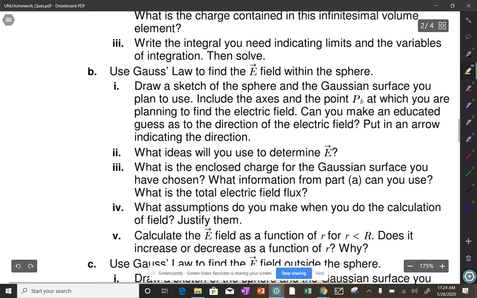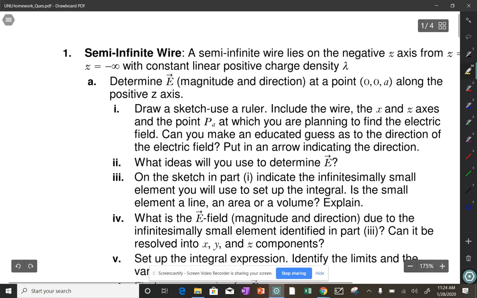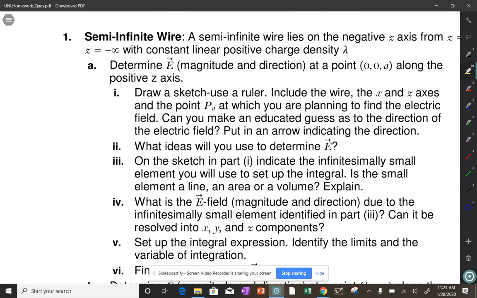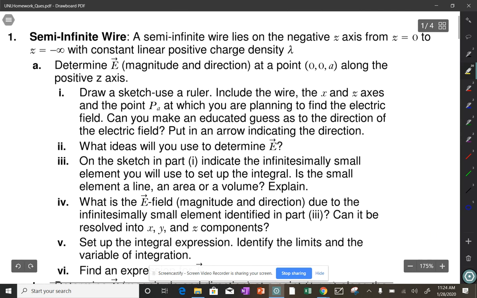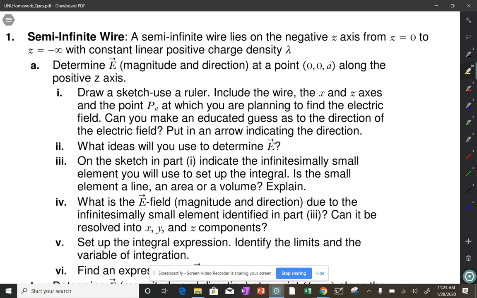Let's look at the homework assignment. Semi-infinite wire that has two pieces, and we went over how to do those pieces in class. Is that one completed? I think so. Okay, so you can't actually look and see. Yeah, that's fine. Things to make sure you don't overlook are things like draw a sketch using a ruler, right?